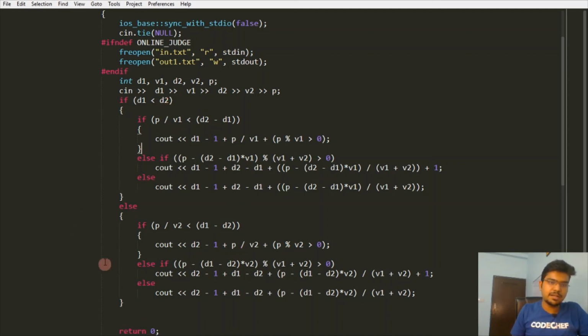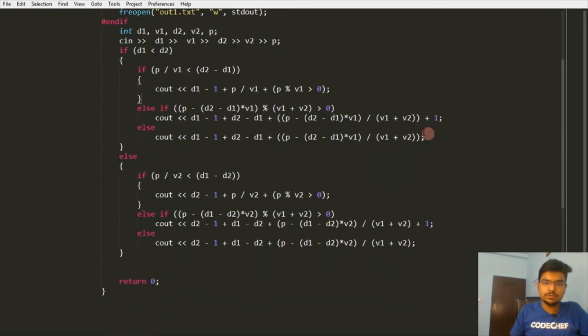Otherwise, the replica situation will be created where D2 is less than or equal to D1. So this is the replica situation in this particular code. The same thing that we have discussed in the approach is applied here using if else conditions. So this is the whole C++ code that we just wrote, and now it's time to submit this code on the CodeChef platform.